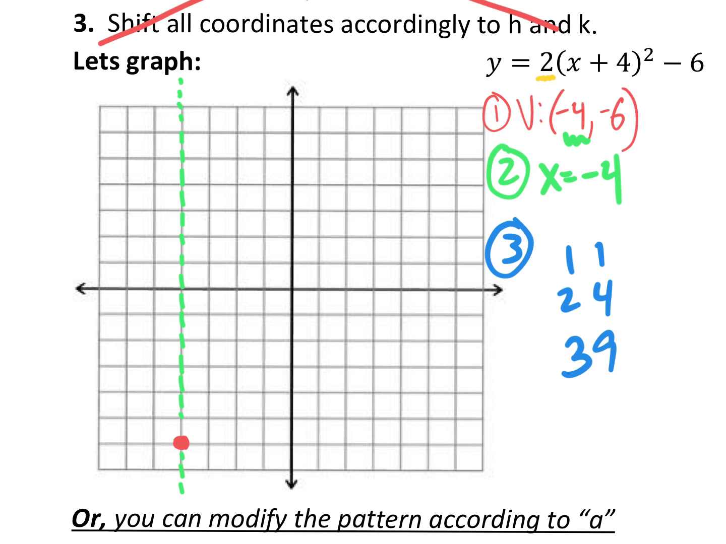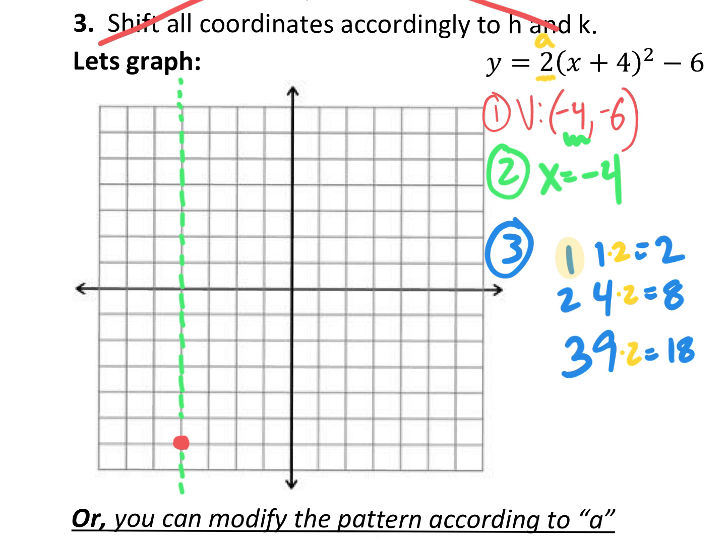Modifying the pattern is really easy to do. All you have to do is get your new a value, which in this case is 2, and multiply the outputs of your pattern. The outputs are the 1, the 4, and the 9. We need to multiply them by this new a value of 2. So I'm going to put times 2 next to the 1, times 2 next to the 4, times 2 next to the 9, giving us 1 times 2 is 2, 4 times 2 is 8, 9 times 2 is 18. And ladies and gentlemen, we now have our new pattern ready to rock.